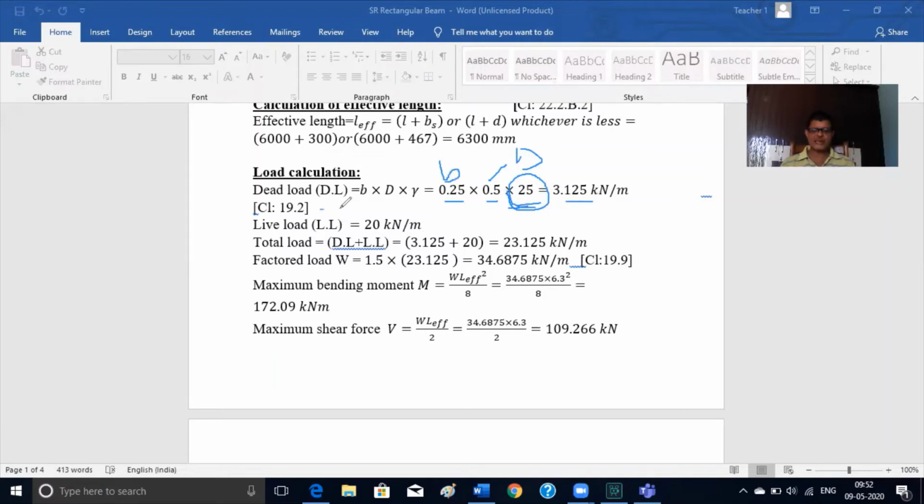You can see clause number 19.2. That is the unit weight of RCC. Unit weight of plain concrete is 24 kilonewton per meter cube, or unit weight of RCC is 25 kilonewton per meter cube. That is given in this clause. You can refer to this clause in the code.